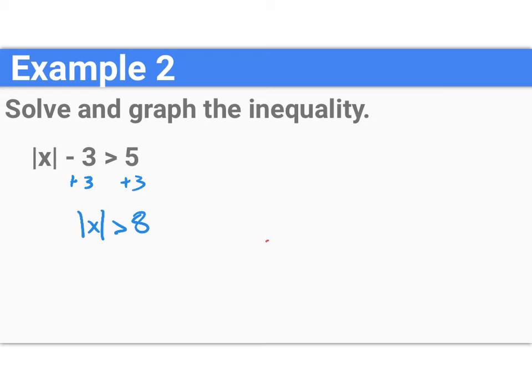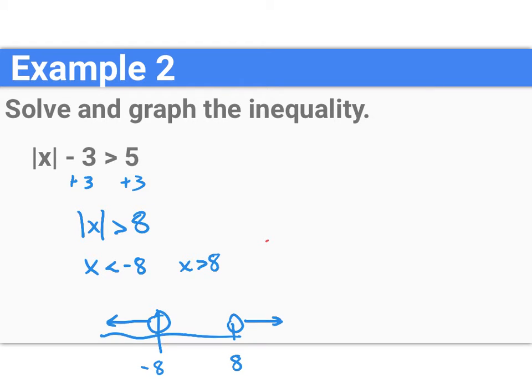And when we're dealing with a situation greater than, we flip the sign for the negative: x is less than negative 8, and x is greater than 8. And we can see negative 8 and 8, open circles for both. X is less than negative 8, and greater than positive 8.